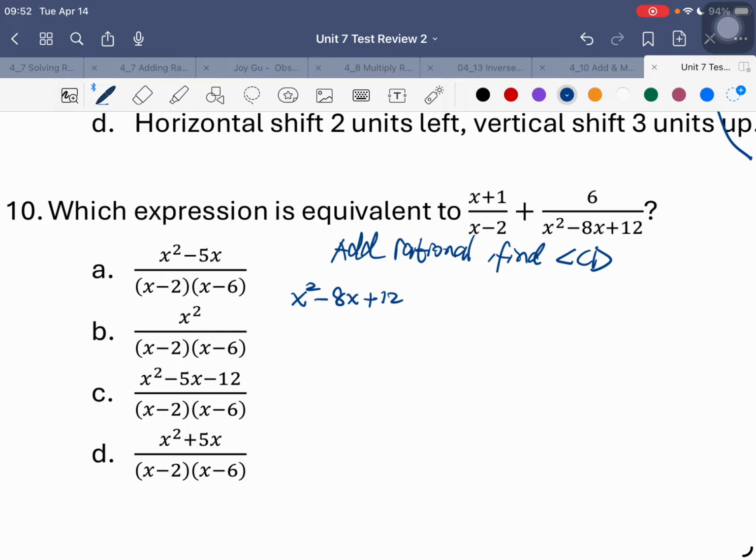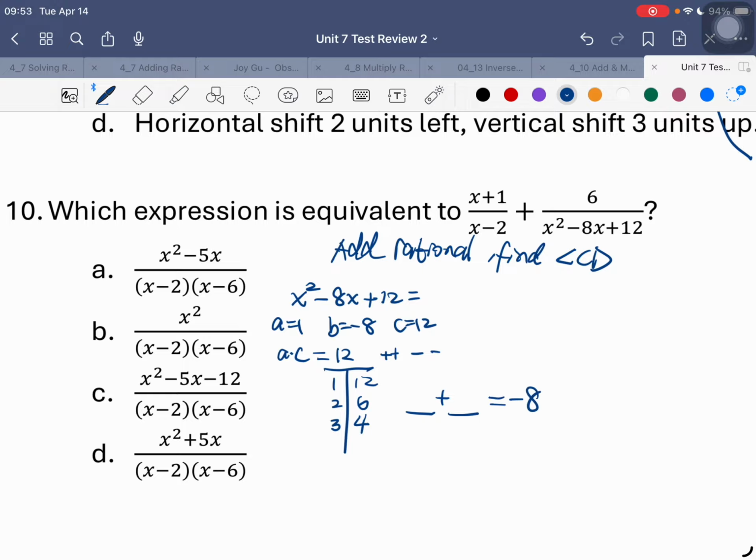Okay, I need to use the x method to factor it. a equals 1, b equals negative 8, c equals positive 12. And ac gives me positive 12. If ac is positive, both factors are positive or both factors are negative. So 12 over 1 is 12, 12 over 2 is 6, 12 over 3 is 4. Which pair can give me -8 when you add up, both negative? Which is -2 and -6.